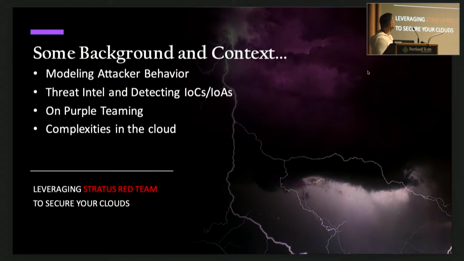All right, a little bit of background on modeling attacker behavior, especially in the cloud. I'll talk a little bit about threat intel, detecting your IOAs, IOCs, or indicators of attack and indicators of compromise. A little bit about purple teaming in case there are some of you that don't understand the concept. And then I'll mention a few complexities in the cloud and how Stratus can help solve some of those complexities.